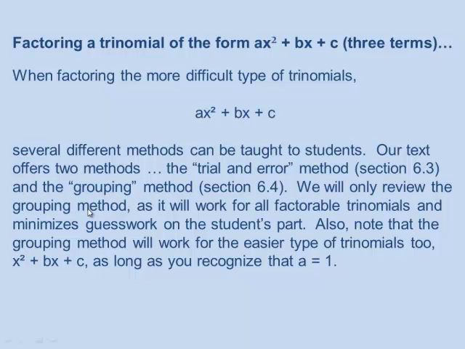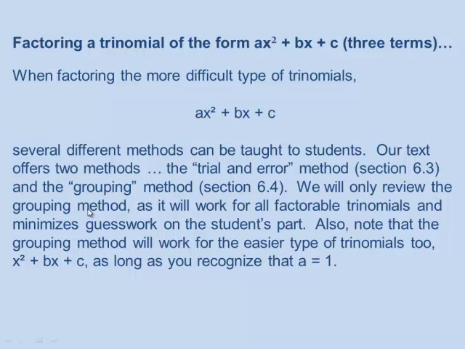But what about factoring a trinomial of the form ax squared plus bx plus c, where a usually is something other than a positive 1? When factoring the more difficult type of trinomials, several different methods can be taught to students. Our text offers 2 methods, the trial and error method, which in your textbook is in section 6.3, and the grouping method, which is discussed in section 6.4 in your textbook.